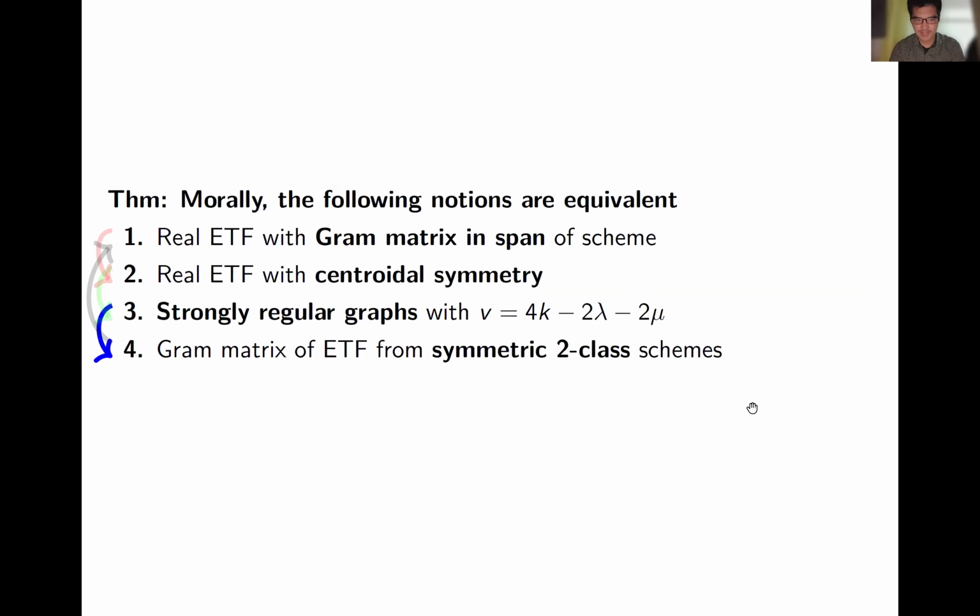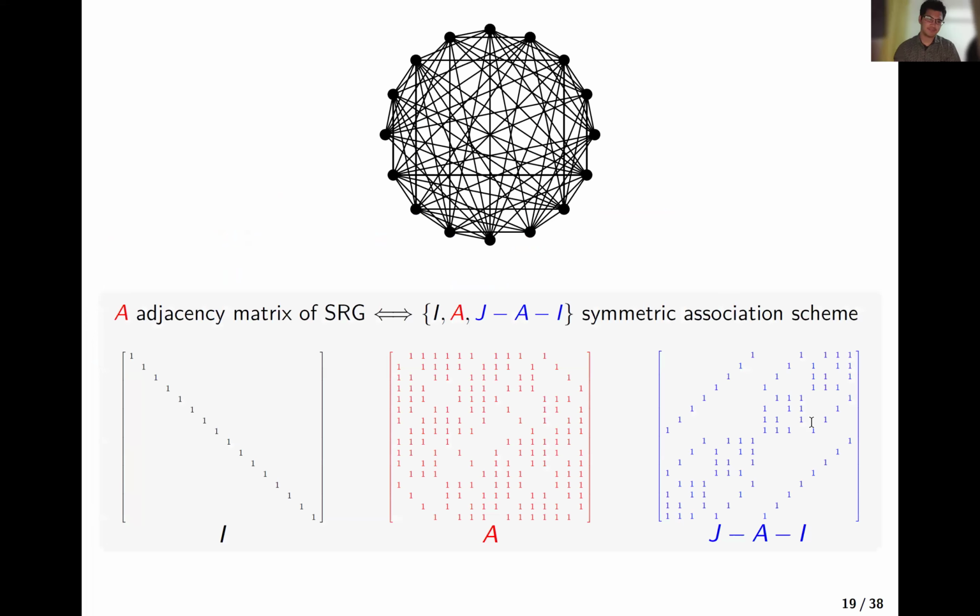Now, finally, the last arrow that we're looking at. If I have a strongly regular graph with certain parameters, then we can actually get this Gram matrix of an ETF from what are called symmetric two-class association schemes. And again, this is really more a matter of terminology, because if I have an adjacency matrix of a strongly regular graph, then these three matrices over here, the identity, the adjacency matrix, and the complementary matrix over here, this will always be a symmetric association scheme.